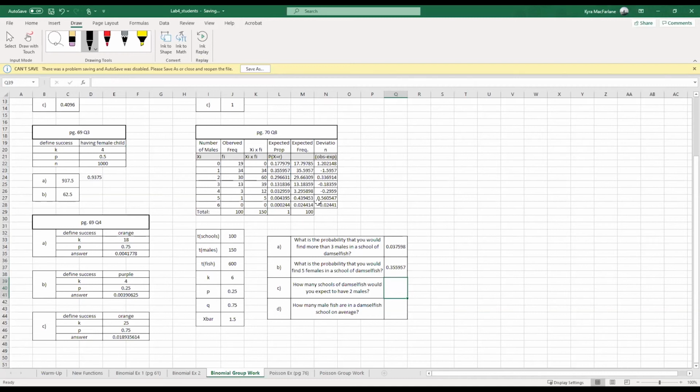For C, how many schools of damselfish would you expect to have 2 males? So this is how many schools, not the probability, but the actual number of schools. We already calculated this for number 2. So expect to have 2 males. Here's the probability times 100, the total number of samples that we collected. This is how many schools we would have expected to find that have 2 males. And for D, how many male fish are in a damselfish school on average? That's just equal to our X bar.